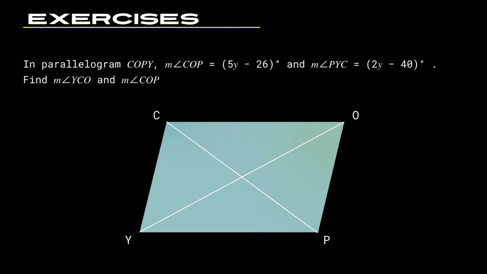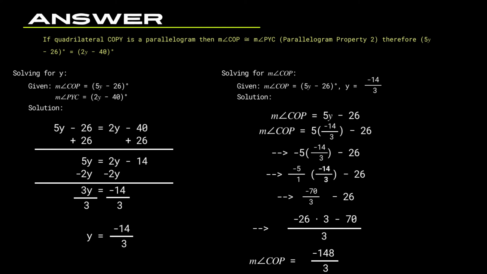Now on to our last problem. In parallelogram COPY, the measurement of angle COP is equal to 5y minus 26 degrees, and the measurement of angle PYC is equal to 2y minus 40 degrees. Find the measurement of angle YCO and the measurement of angle COP.